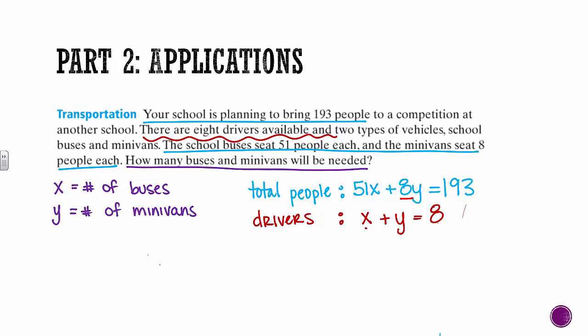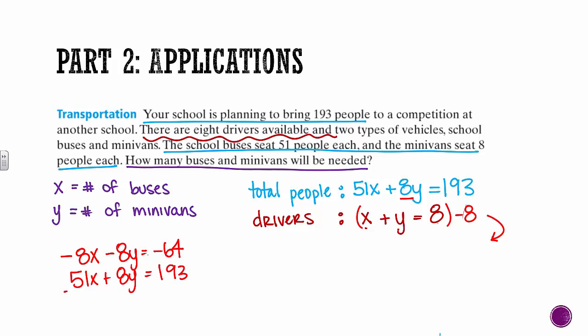So I want this to cross off with whatever's here, so I'm going to multiply everything here by -8. So that means I'll get, let's write it way over here, -8x minus 8y equals -64. And then I'll just rewrite the other equation, 51x plus 8y equals 193. And if we add these two equations up, 51 minus 8 is going to give us 43x. Our y's go away, which is awesome. And if we do 193 minus 64, we get 129.